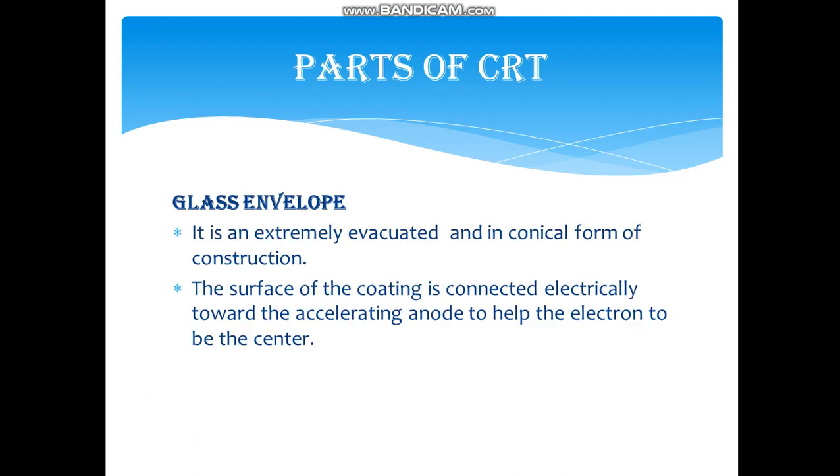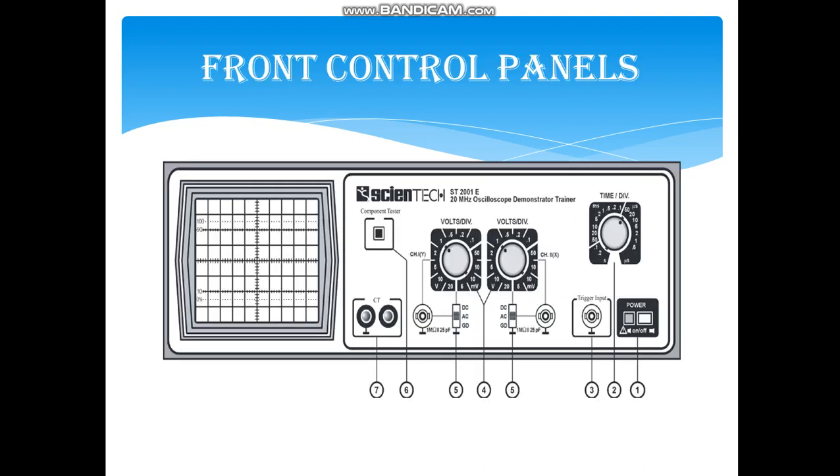Next, the glass envelope. It is extremely evacuated and conical in construction, and the surface coating is connected electrically to the accelerating anode to help the electrons be centered. Next, we have the base, which provides support. This is the front control panel of the CRO. Exactly, the CRO's front control panel looks like this.